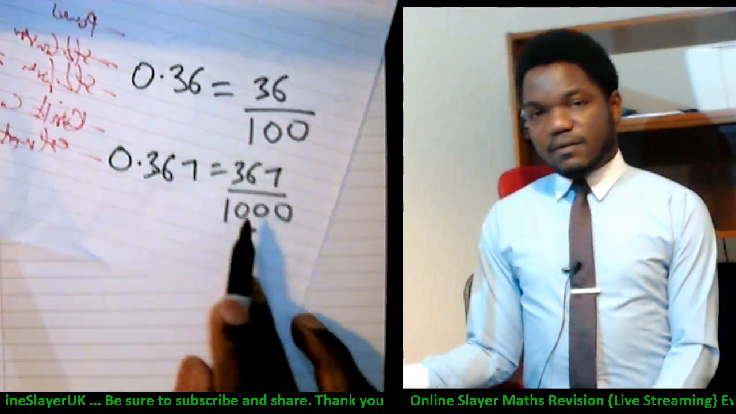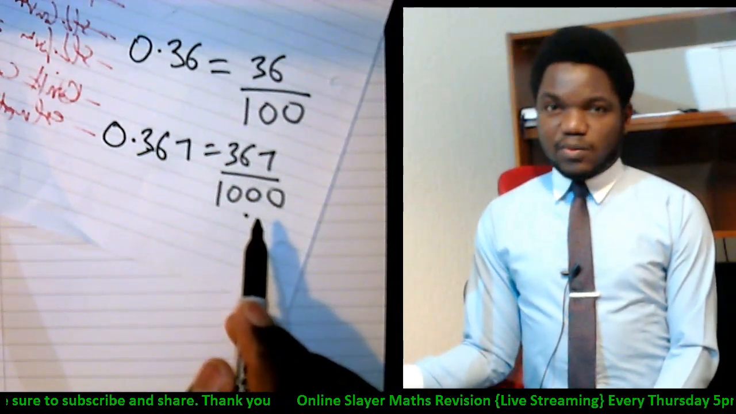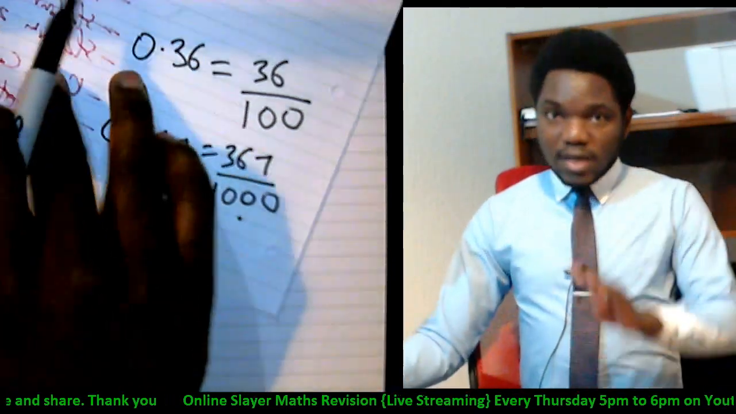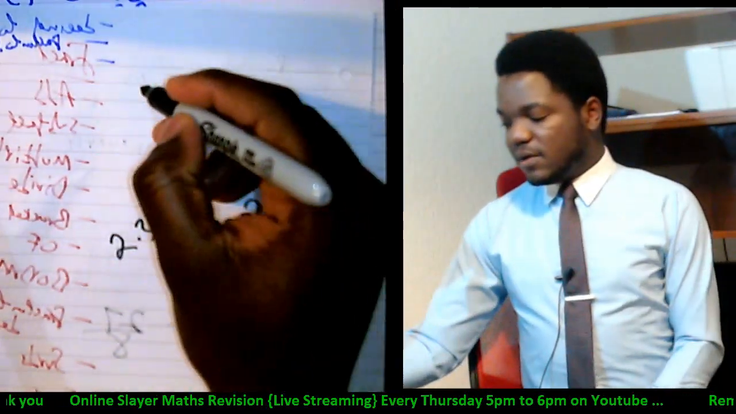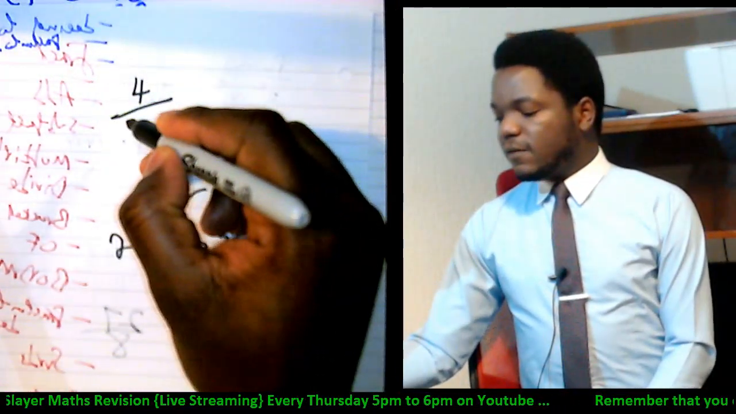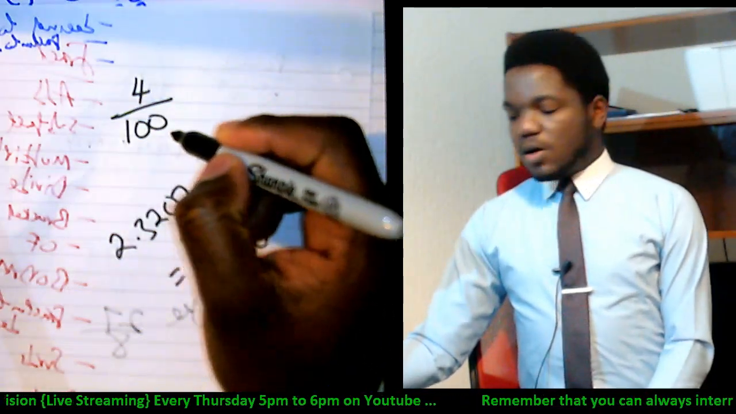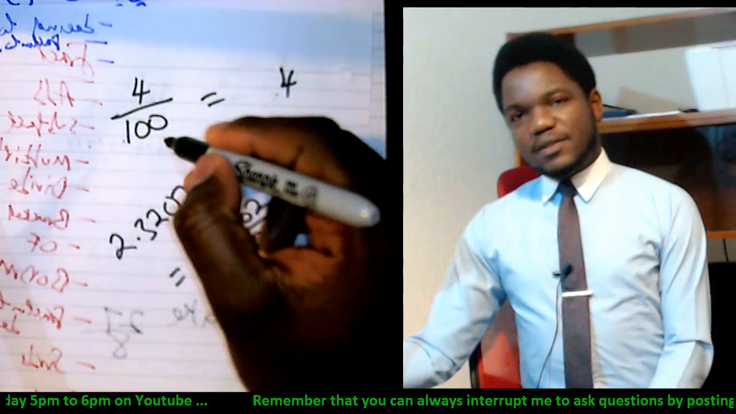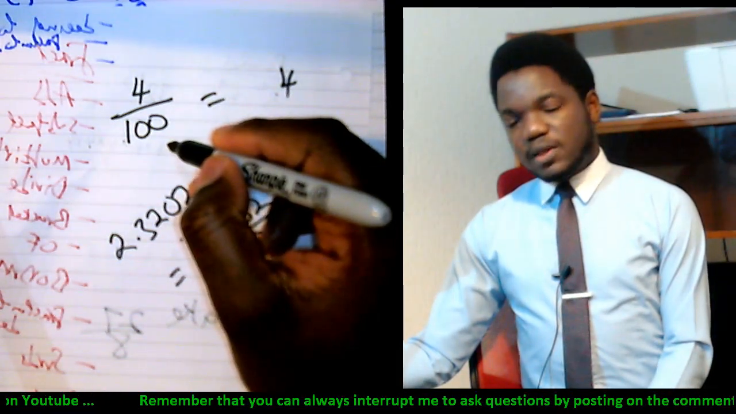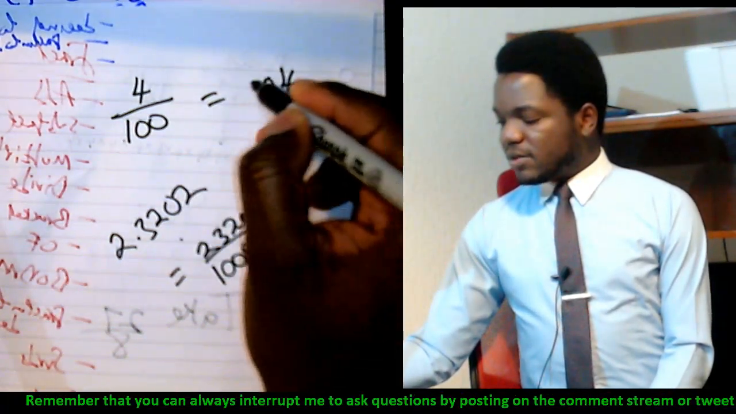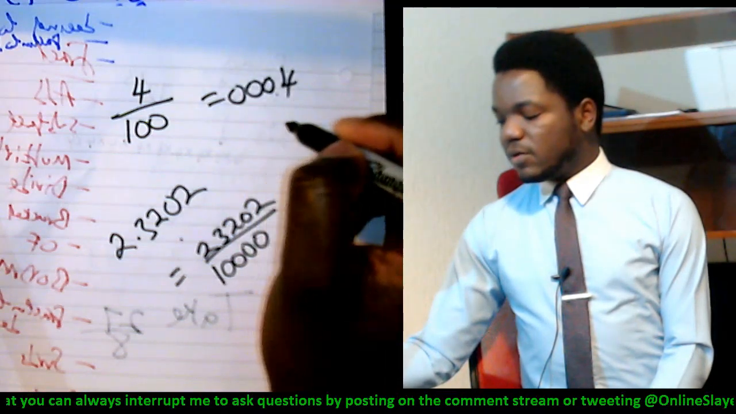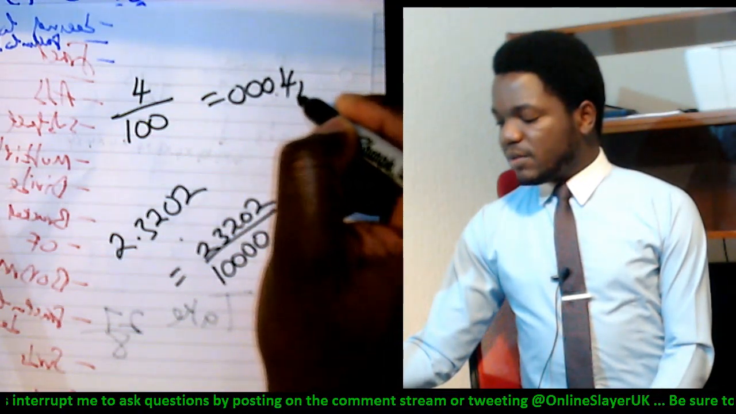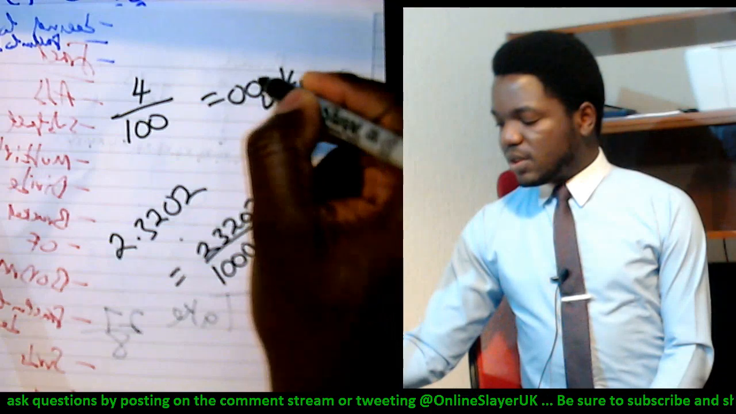A number divided by 3 zeros gives 3 decimal places. So naturally, if someone asks for the answer to 4 over 100, all I'm going to say is that we've got a 4, and because of the division by 100, I'm going to give it 2 decimal places. I'm going to assume we've got zeros in front of 4, and count 2 decimal places. 1, 2. So the decimal point is going to be here.